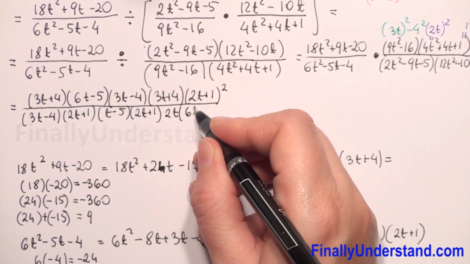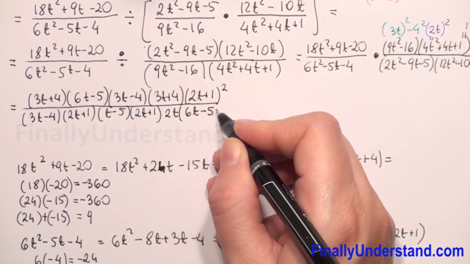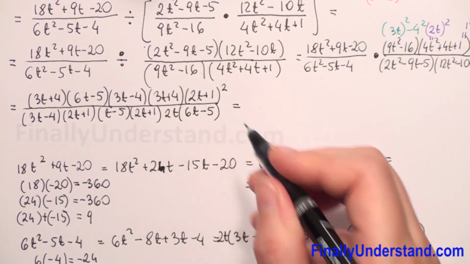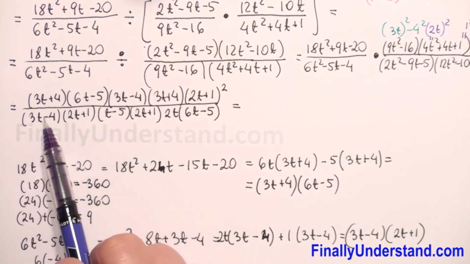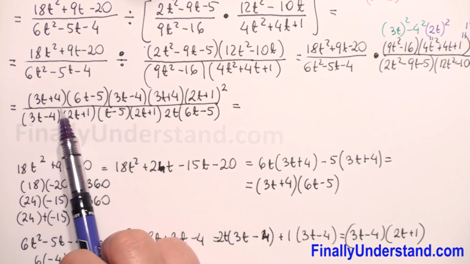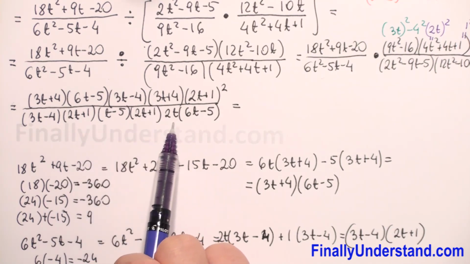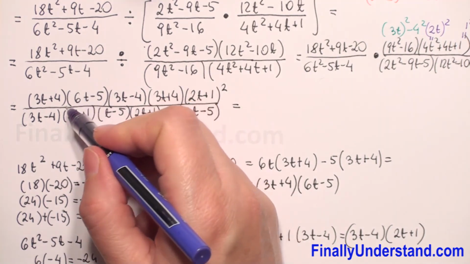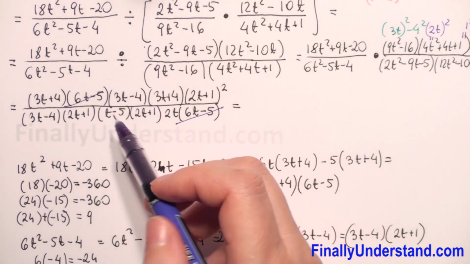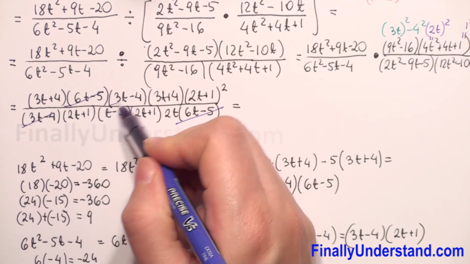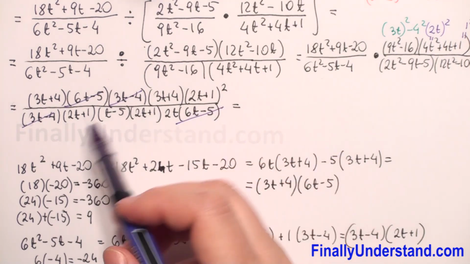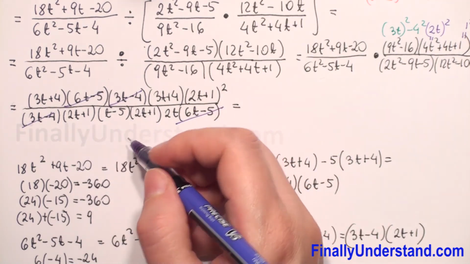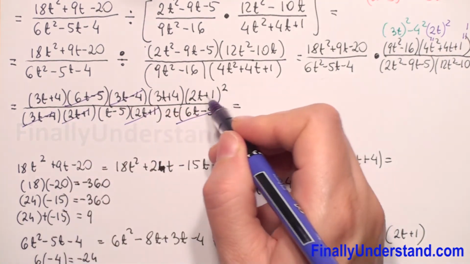So it will be 6t minus 5. So now we have to check if we can reduce, because we have multiplication, so we now have to check the expressions in parentheses. 3t plus 4 we don't have in the denominator. 6t minus 5 we have, so we can cancel out. 3t minus 4 and 3t minus 4, yes. 3t plus 4 we don't have. And 2t plus 1, we have 2t plus 1 times 2t plus 1. So this is 2t plus 1 to the second power, so we can reduce.